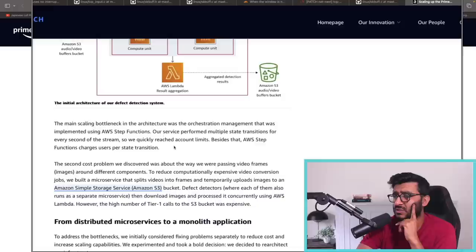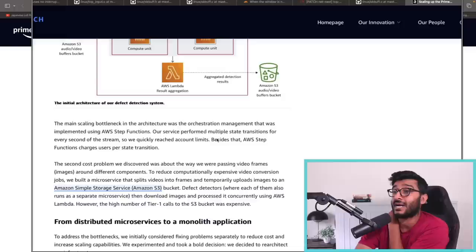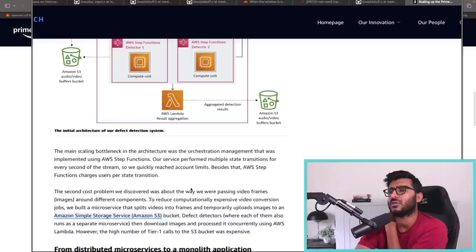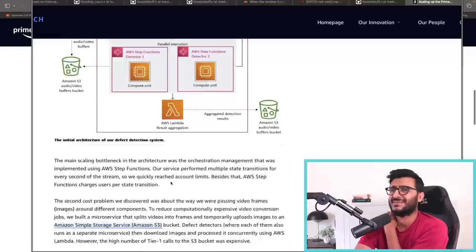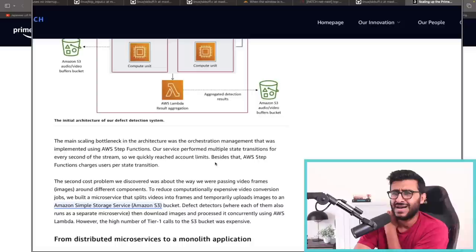It's just interesting. Our service performed multiple state transitions for every second of stream. That I didn't understand exactly. Like, what are the state transitions? Maybe it's an AWS thing that I don't know about. So we quickly reached our account limit. Besides that, AWS Step Functions charges users per state transition. It's like, here's the third thing. Why are you charging me for something you're responsible for? I still don't know what the heck this is. Why would I care? You're responsible for Prime Video, not me. Why are you charging me for your serverless? Like, charges users? I think it's just the way it's written. It's weird.